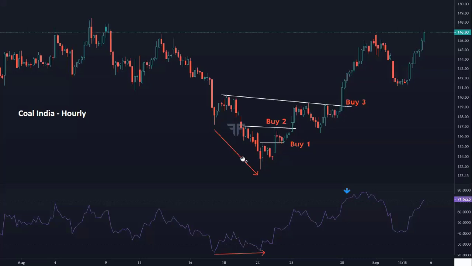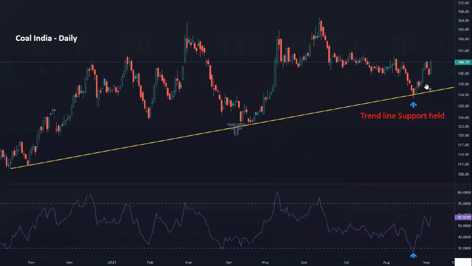Now, what we have here is the inverse head and shoulder. So this is the left shoulder, this is the head, and this is the right shoulder. And then price is breaking the neckline of that inverse head and shoulder over here. So this was a region where a third buy could have been initiated had you missed the first and the second buy signals. As you can see, that buy is happening somewhere around 139 levels. If you go to the daily time frame, that 139 level is very close to the trend line. So it was a very safe buy signal to initiate.